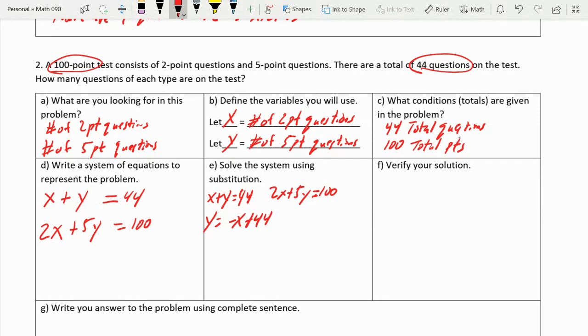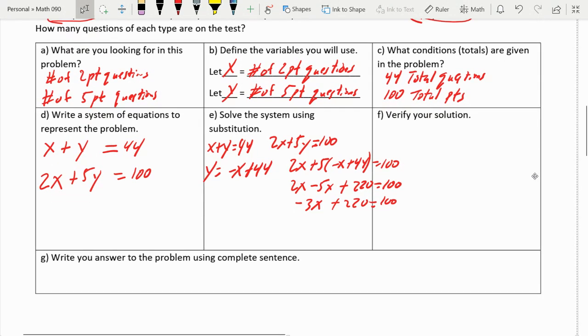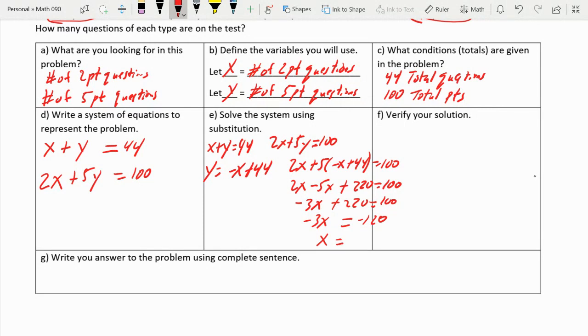Now I'm going to substitute. So 2x plus 5 times negative x plus 44 is equal to 100. So we have 2x minus 5x plus, because I have no idea what 44 times 5 is, 220 is equal to 100. So I have negative 3x plus 220 is equal to 100. What do I have to do? Subtract 220. So I have negative 3x is equal to negative 120. Divide both sides by negative 3. x is equal to 40.